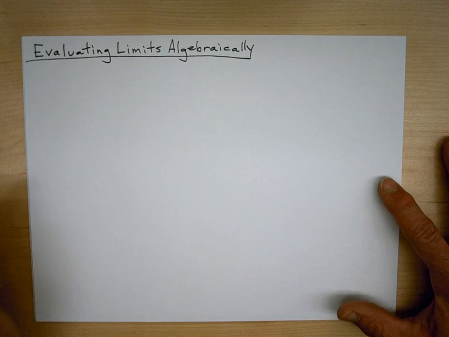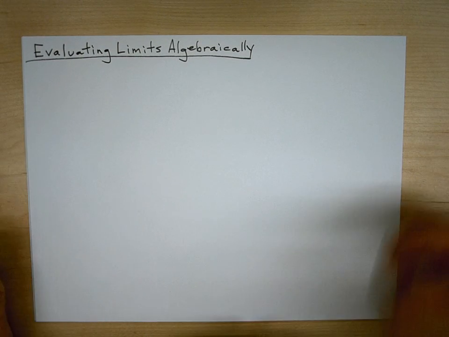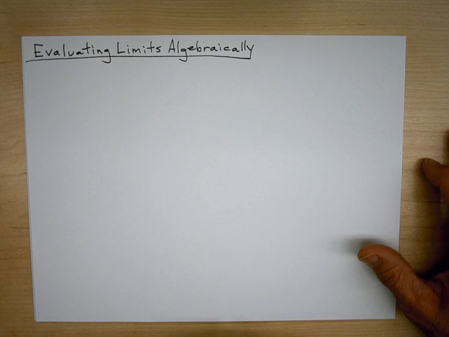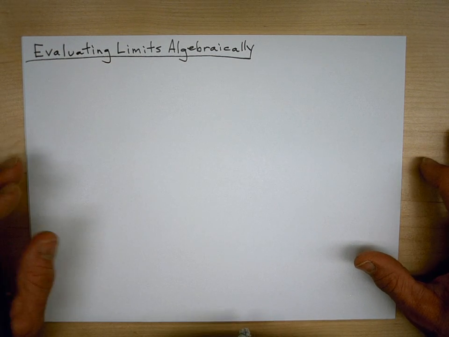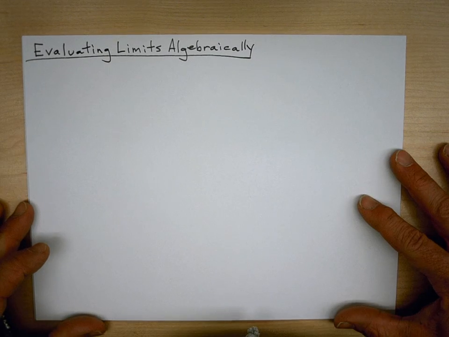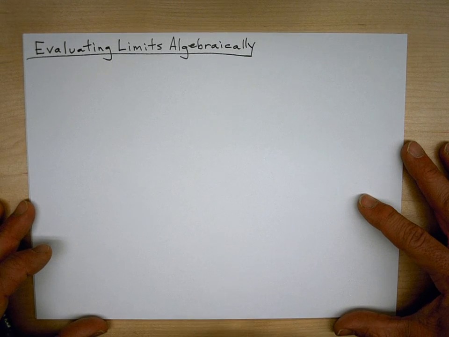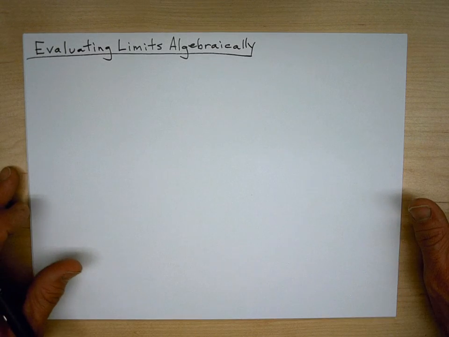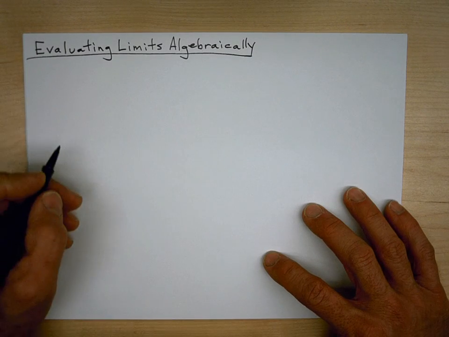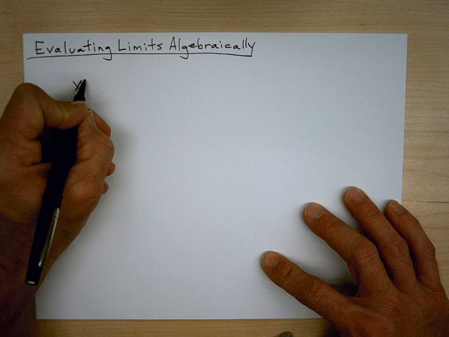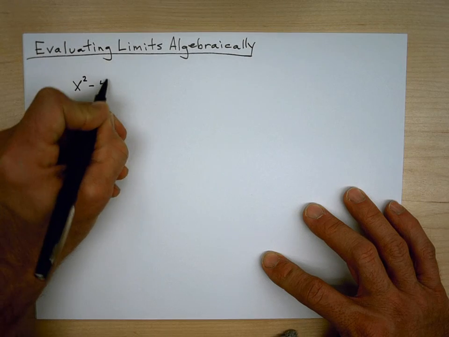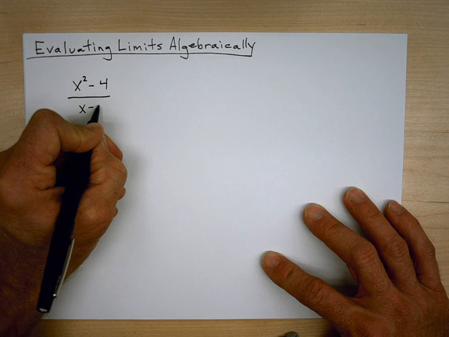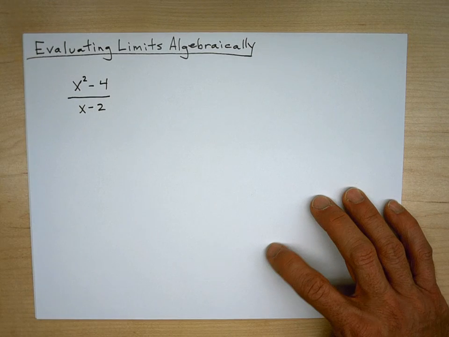In this lab, I want to discuss how to evaluate limits algebraically, but I want to begin by discussing what that even means, or why we would want to be able to do that. Usually the algebraic technique is the one that most students struggle with. So let's start off with a specific example: x squared minus 4 over, let's say, x minus 2.